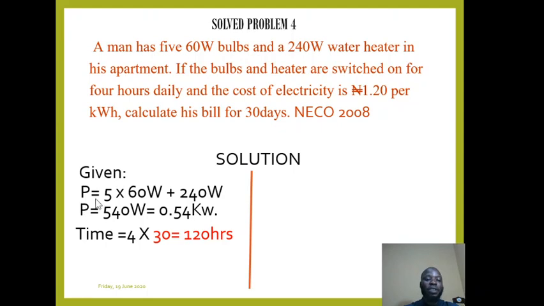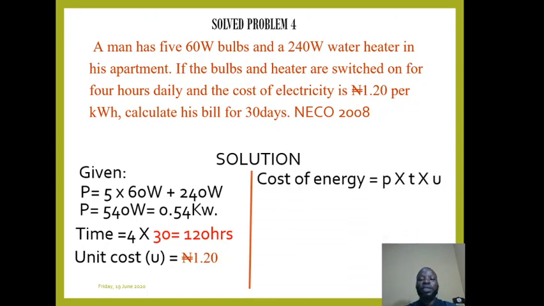So from here, we have gotten the power, that is 0.54, and the time, that is 120 hours. And the cost, the amount they are charging, is 1 naira 20 kobo per kilowatt hour, so our unit cost in this question is 1 naira 20 kobo. So just remember our formula. If you can simply tell me before I write it down. The formula is the cost of energy equals P times T times U. Don't forget PTU.